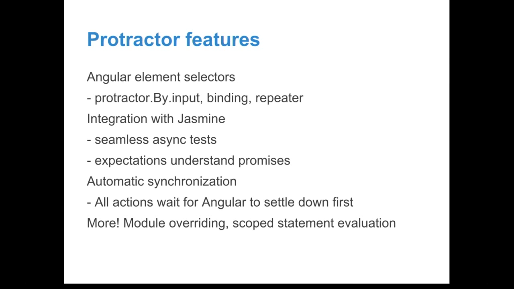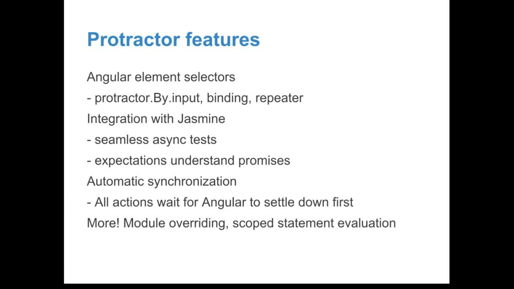So what did we do? We looked over Protractor's features of custom Angular element selectors, grabbing things by input, binding, and repeater so we don't have to make our test code messy with IDs. Looked at the integration with Jasmine that it gives you with seamless asynchronous tests and expectations which automatically understand promises. And looked at the automatic synchronization which lets us avoid wait statements and sleeps.